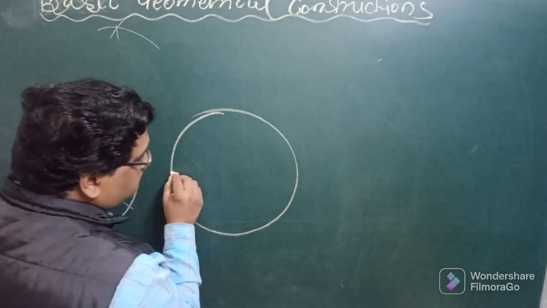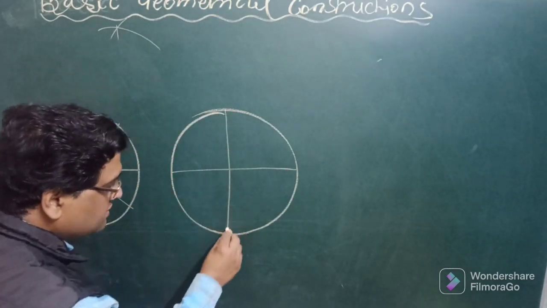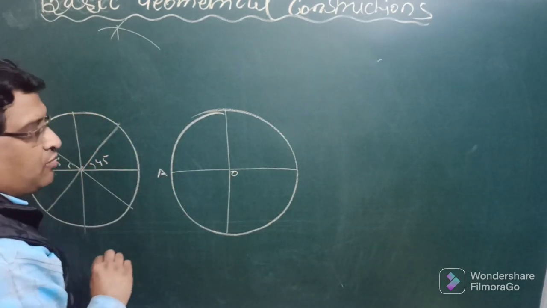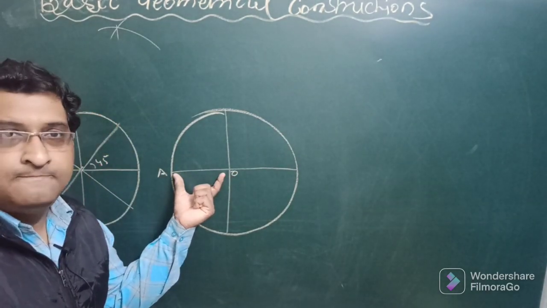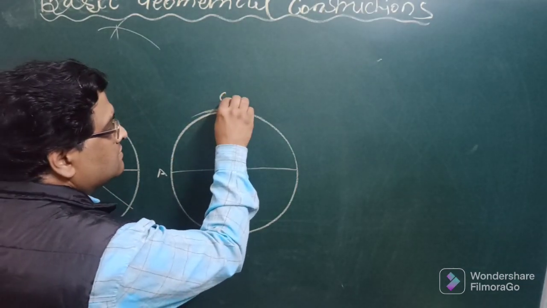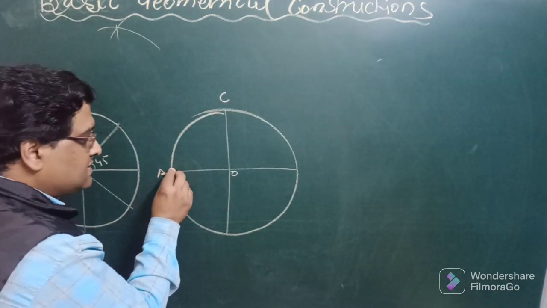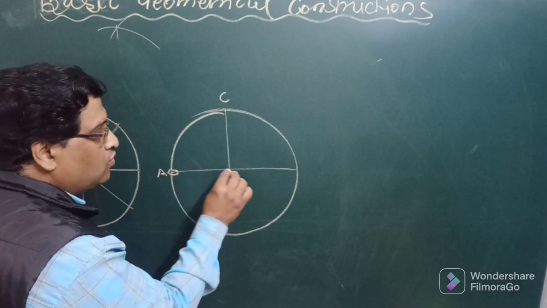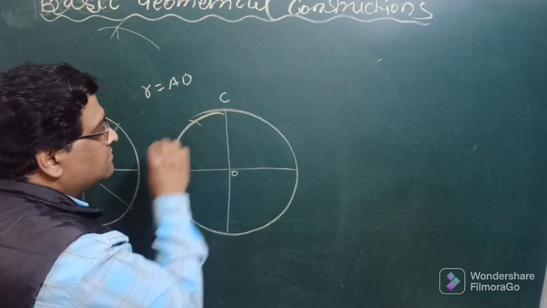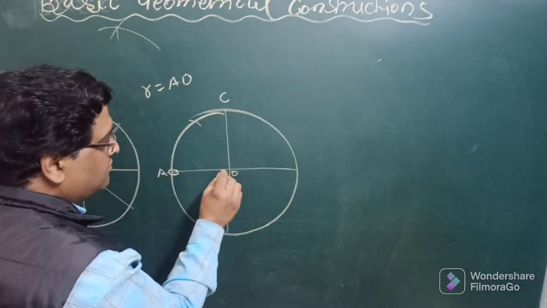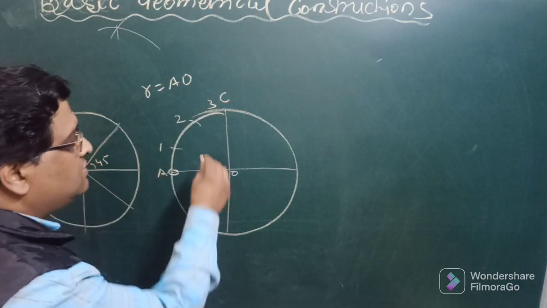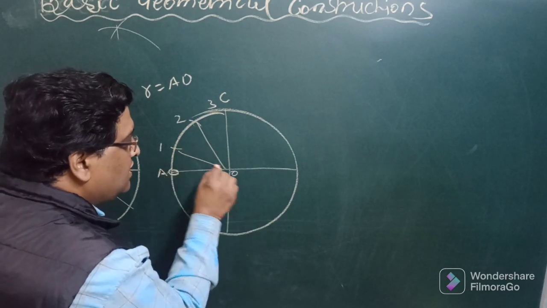For 12 divisions, first divide this circle into 4 equal parts. Then there is a method you can use. Say this is the center O and this is point A. So take AO as the radius, that is the radius of the circle, and with center A, cut an arc on this side. Similarly, take C as center with the same radius, and cut on this side also. So this is first, second. So this circle has now been divided into 3 equal divisions.